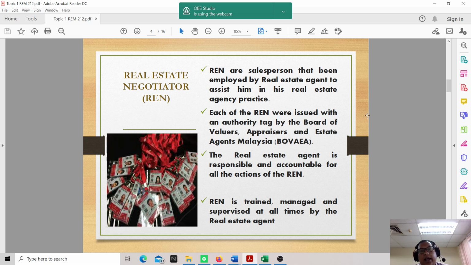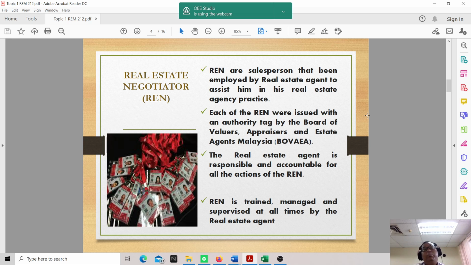So before, I stated a little bit regarding the negotiator or real estate negotiator, REN. As we know, when you first venture into the agency business, you will not directly become a registered estate agent. First you have to become a negotiator. Negotiators are salespersons who have been employed by a real estate agent to assist him or her in the real estate agency practice.